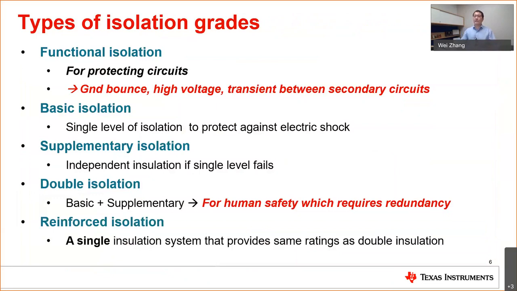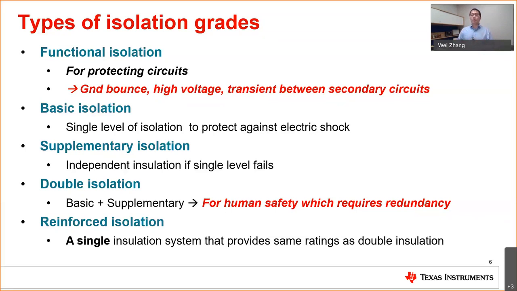So going to the isolation grade, you have functional, basic, supplementary, double, reinforced. There are so many words. But what is the real difference between these? Functional isolation is merely used for ground bouncing, high voltage, and sometimes you want to handle some 700 volts or a few hundred volts transient between two grounds. For example, the bus converter: you have 40 volts, which is pretty safe, and 12 volts, which is pretty safe. But there will be some transients coming from the 40 volt battery side, which are less than 1.5 kV. For that scenario, functional isolation fits best.